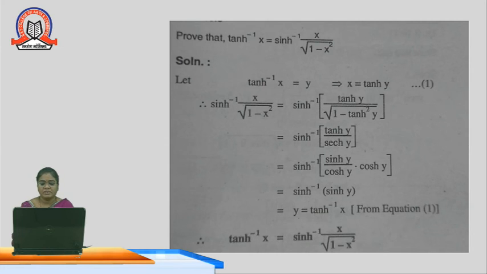Elaborating this, tanh y equals sin upon cos, that is sinh y upon cosh y. Sech y equals 1 upon cosh y. Cancelling cosh y, we get sinh⁻¹ (sinh y). Sinh⁻¹ and sinh get cancelled, and we get y. Y is equal to tanh⁻¹ x, that is our assumption. We are getting the answer.